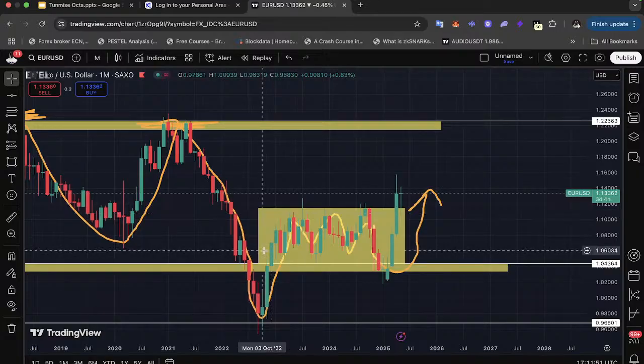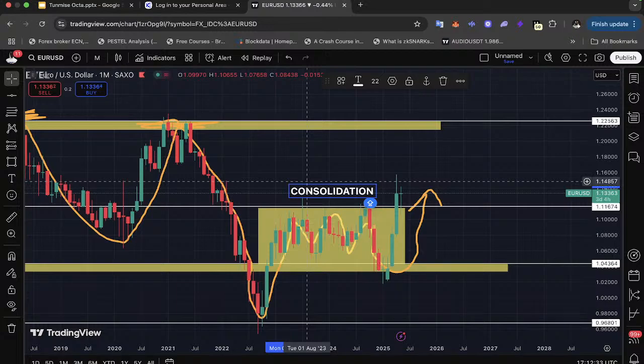So we have 2022, the consolidation started in 2022, and lasted up until 2025. And in 2025, an interesting thing happened: price broke out of this consolidation.